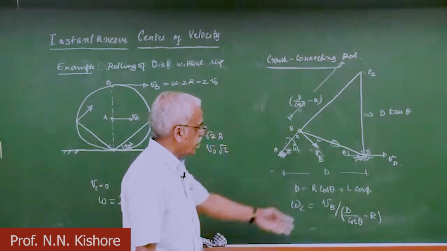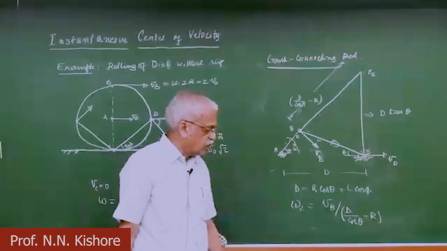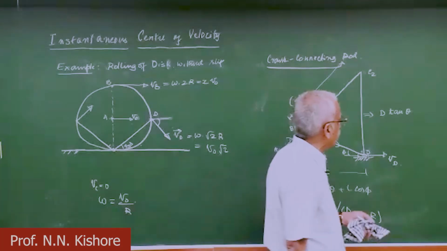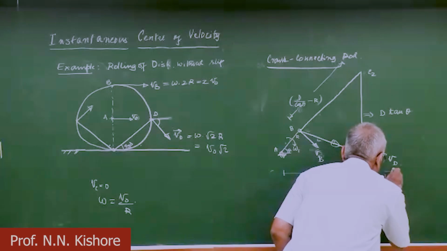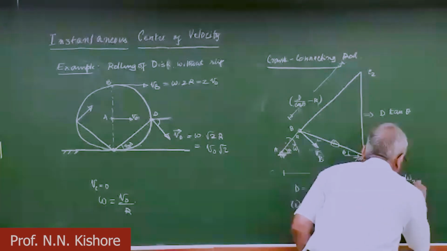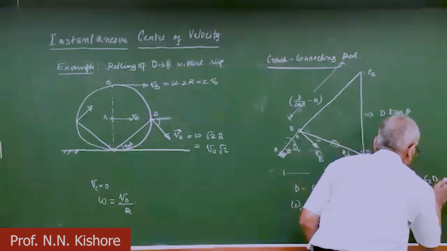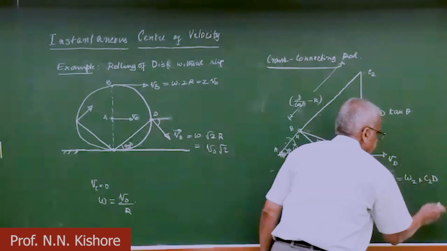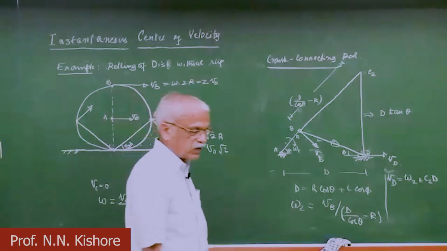This is omega 2, and VB is known to be nothing but omega 1 times AB. So that is known. Once you have omega 2, if you want to calculate the velocity of D, the magnitude of velocity of D is nothing but omega 2 times C2D. So this velocity analysis turns out to be very, very simple.